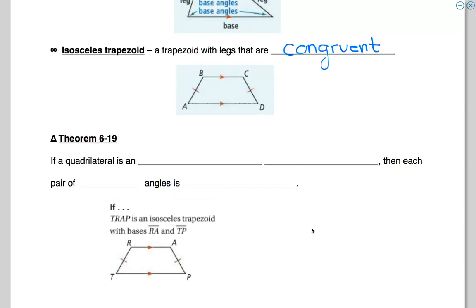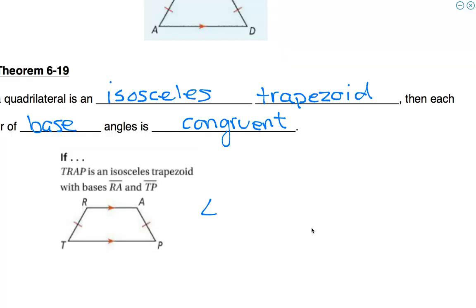And then here comes our first theorem, theorem 6.19. If a quadrilateral is an isosceles trapezoid, then each pair of base angles is congruent. So that means angle R is congruent to angle A, and angle T is congruent to angle P.